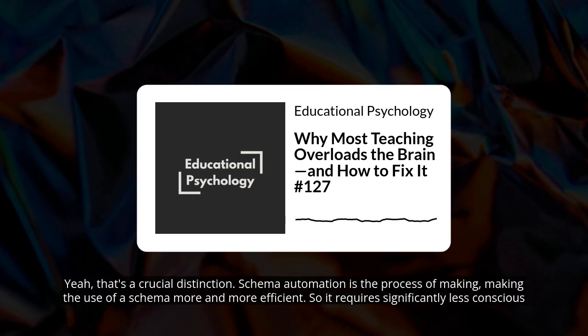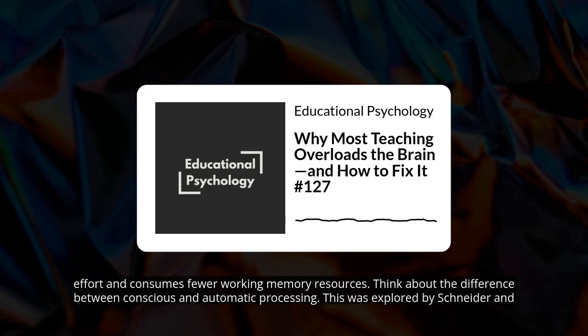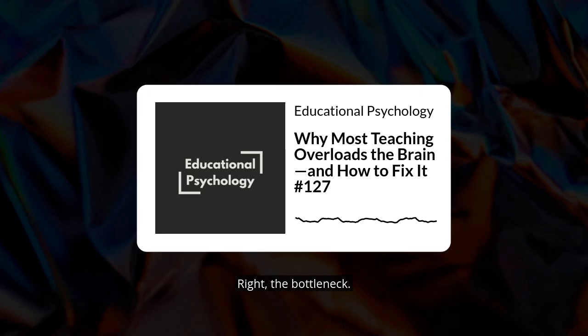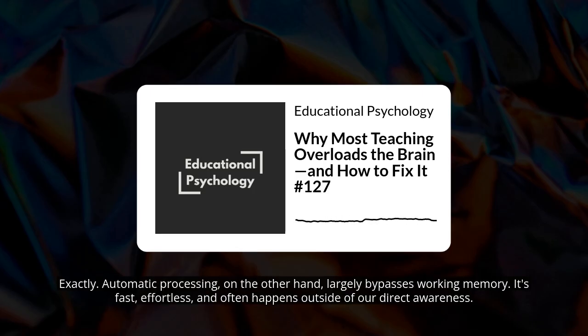Yeah, that's a crucial distinction. Schema automation is the process of making the use of a schema more and more efficient, so it requires significantly less conscious effort and consumes fewer working memory resources. Think about the difference between conscious and automatic processing. This was explored by Schneider and Shiffrin back in the late 70s. Conscious processing happens in our working memory and is subject to all the limitations we've discussed. Right, the bottleneck. Exactly. Automatic processing, on the other hand, largely bypasses working memory. It's fast, effortless, and often happens outside of our direct awareness.